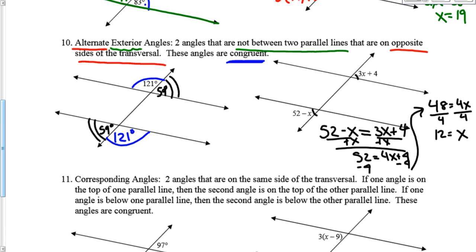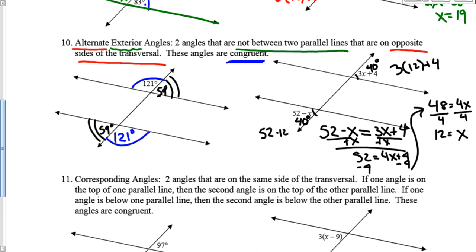All right, so let's finish that up. 52 minus 12, I get 40 degrees for this angle. So I should get 40 up here. 3 times 12 plus 4 does indeed get me 40 degrees. So they are equal to each other.